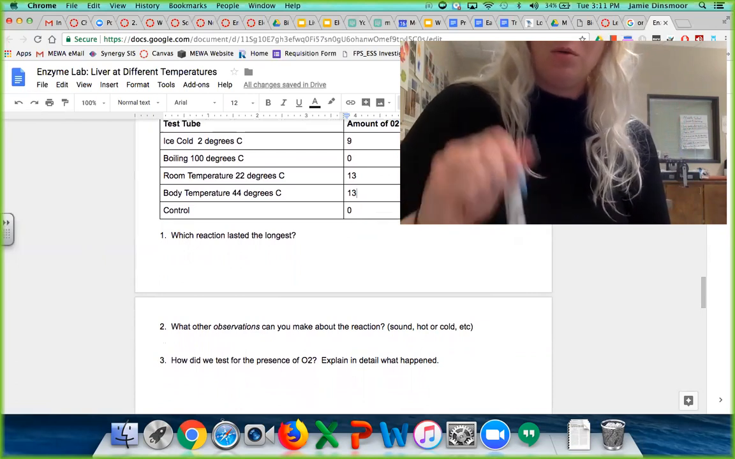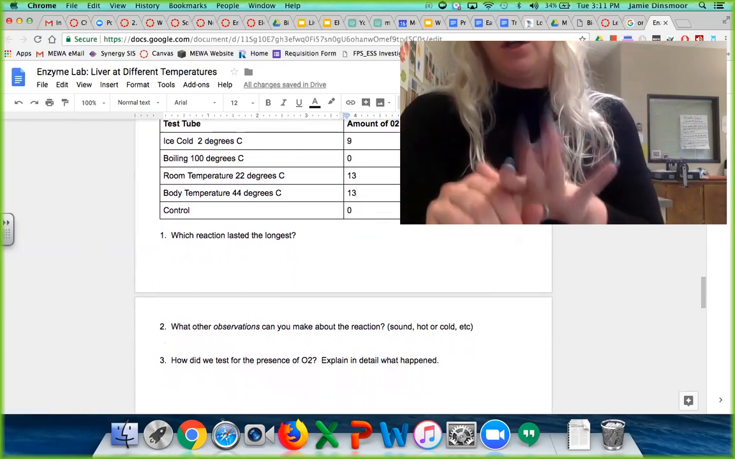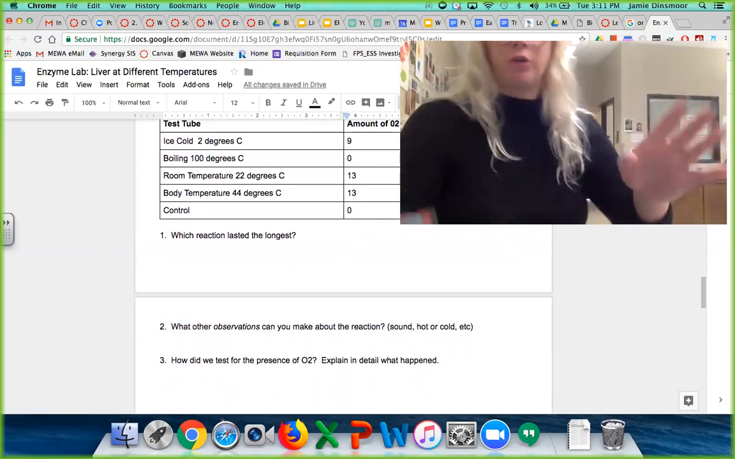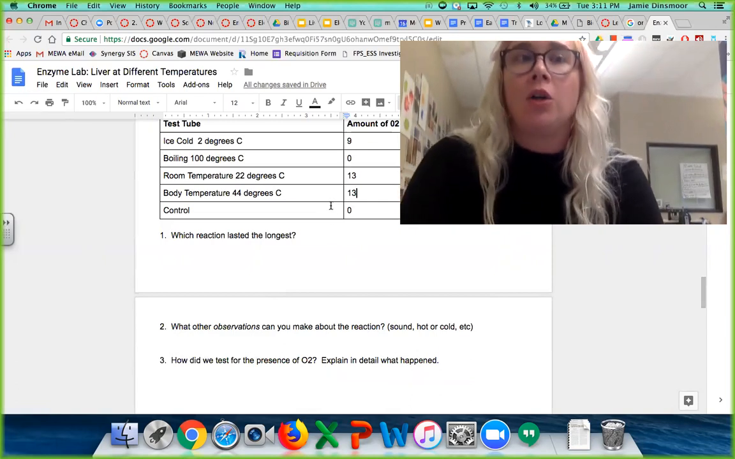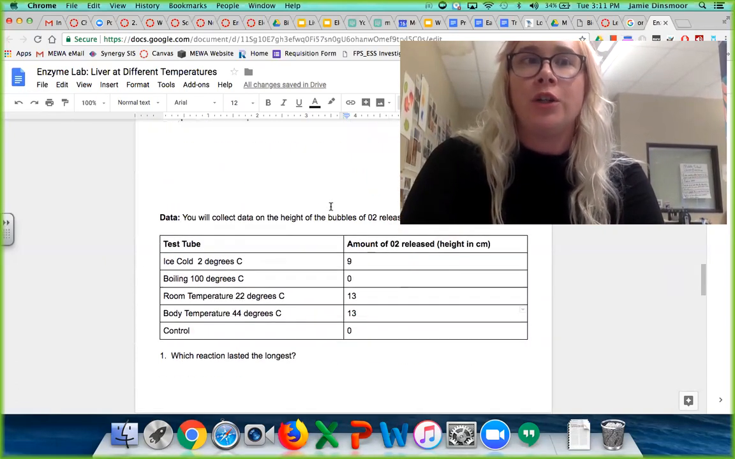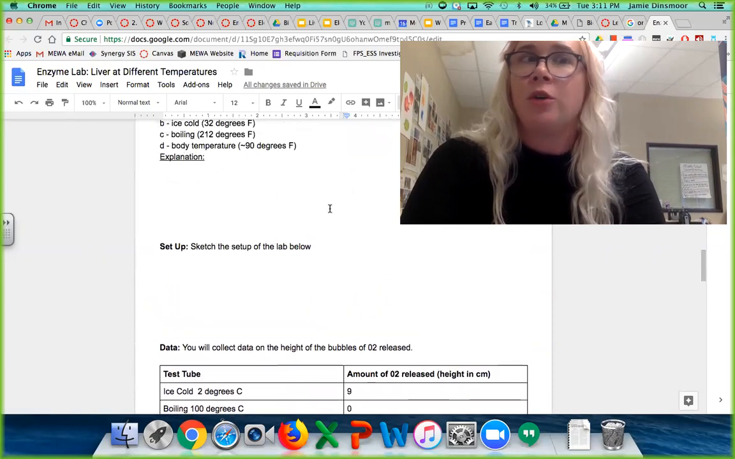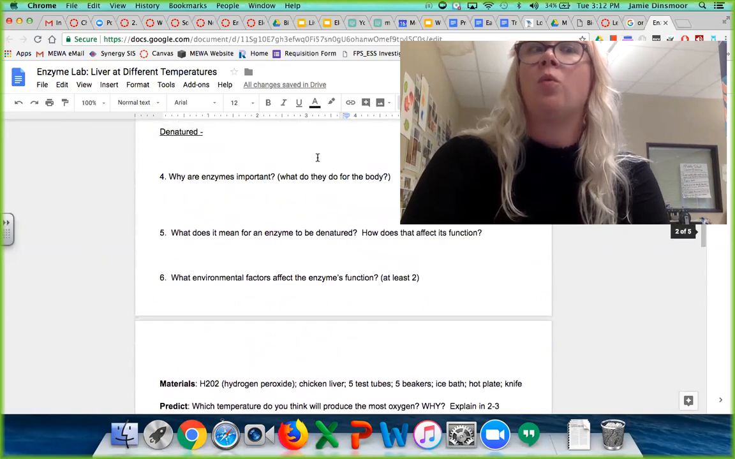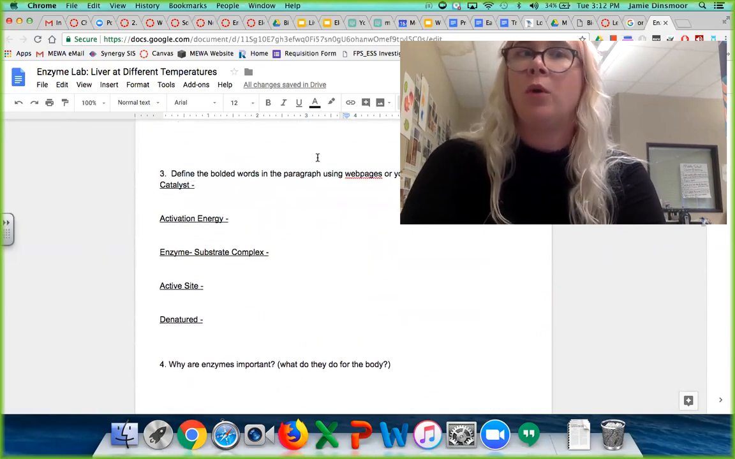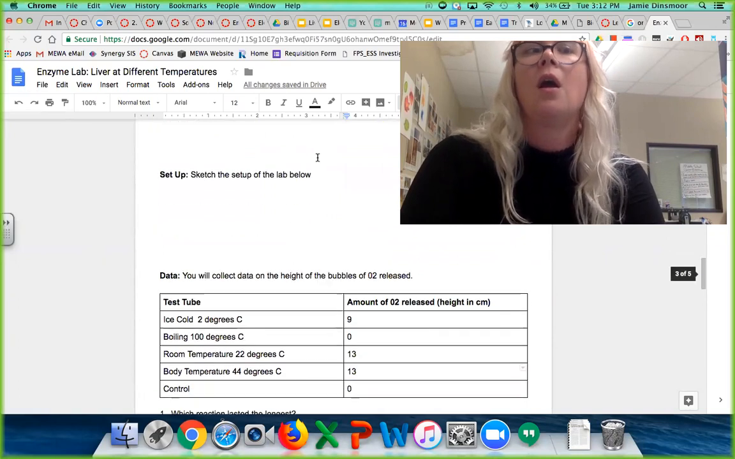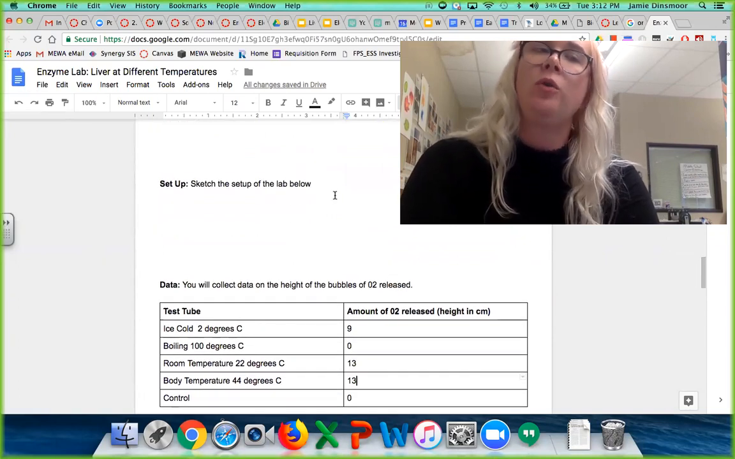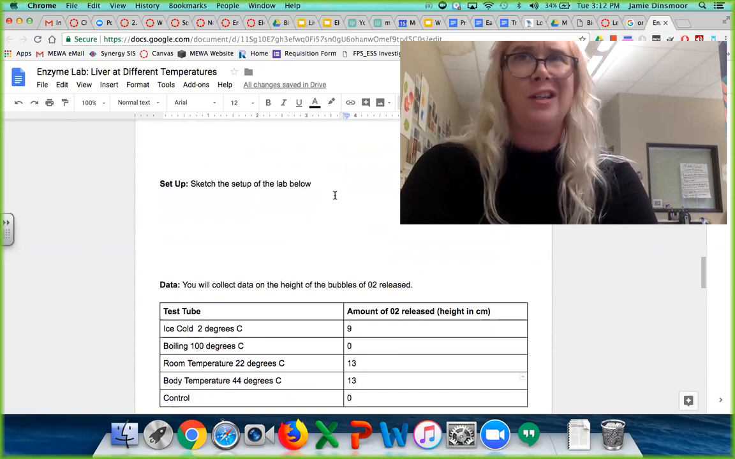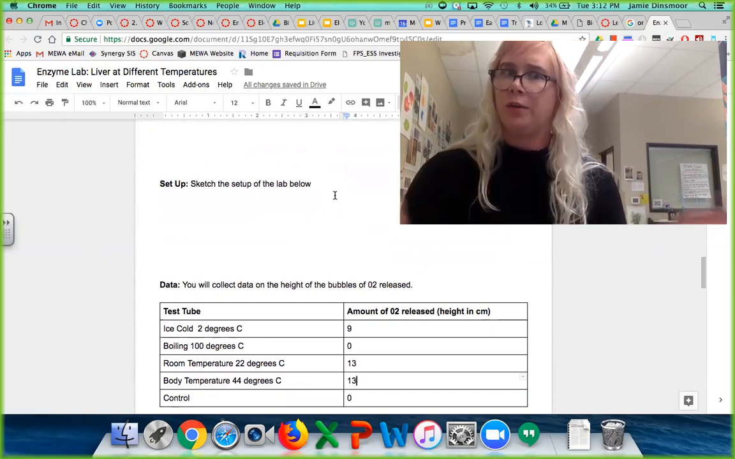Okay, so things that you do now with the lab, right? That was the part that you needed me for, was demonstrating with the livers. You are going to be finishing the pre-lab questions. They should just help you make sure you understand enzymes, right? What does it mean to be denatured? Why are the enzymes important? What do all of these vocab words mean? The setup, you can do a hand-drawn sketch or you can do a digital sketch. It doesn't need to be super detailed. Just show me generally what the experiment looked like.